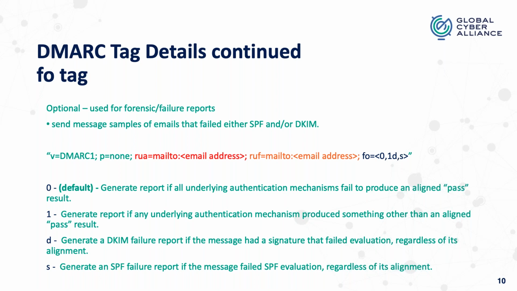1 is if any underlying authentication mechanism produces something other than an aligned pass result. So the difference really is that 0 means everything is failing to produce an aligned pass, so DKIM alignment is failing and SPF alignment is failing. So both fail. 1 is either or. If either one fails, it triggers this. For D, it's only if it's a DKIM issue. S is only if it's an SPF issue. The most common one I see tends to be FO equals 1, or people leave it out.